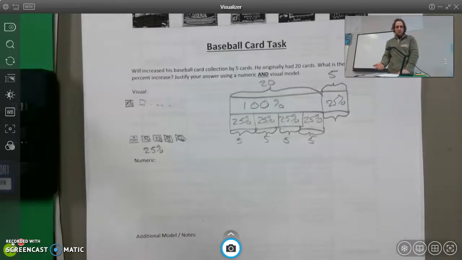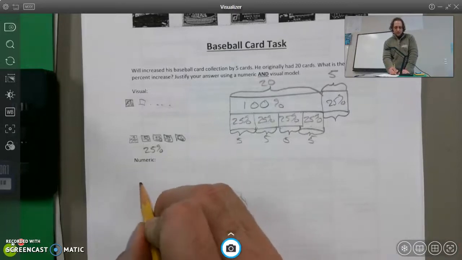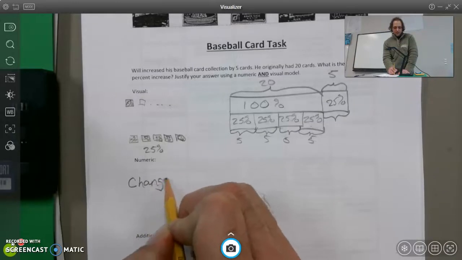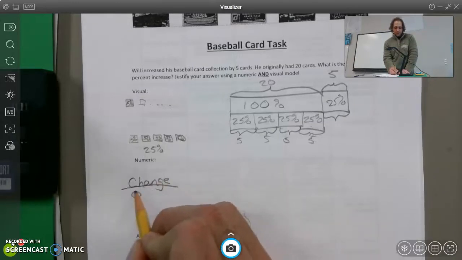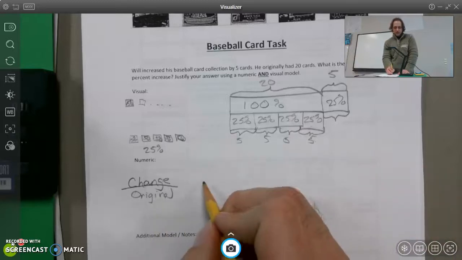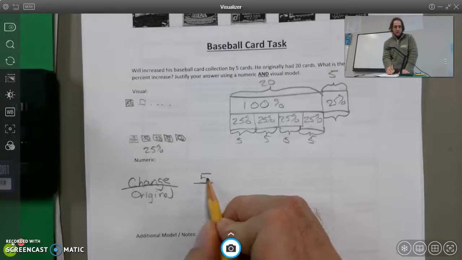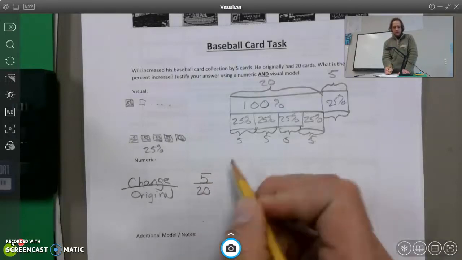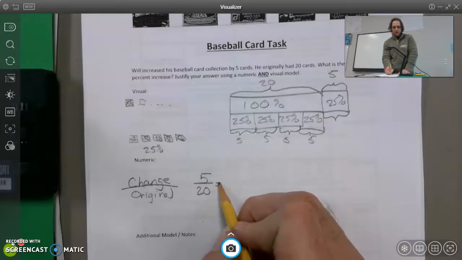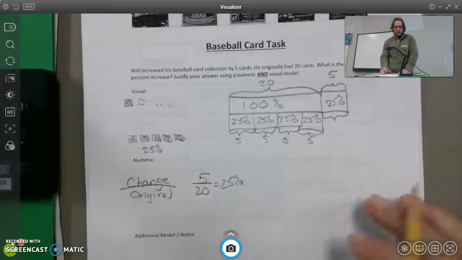Numerically, we would just look at it like this. The formula that we use is change over original. We would look at 5 cards as the amount of change, like it changed by 5, and 20 was my original amount, so 5 divided by 20 is 25%.